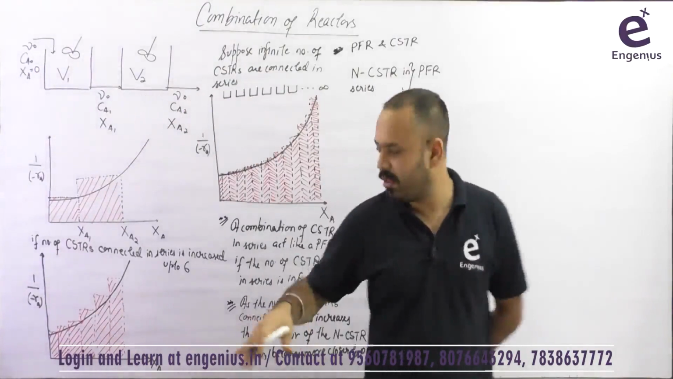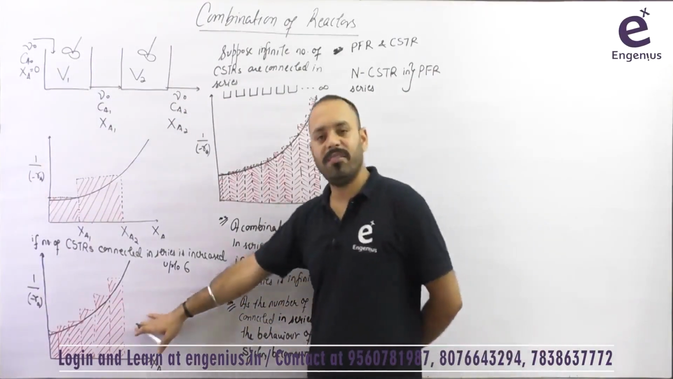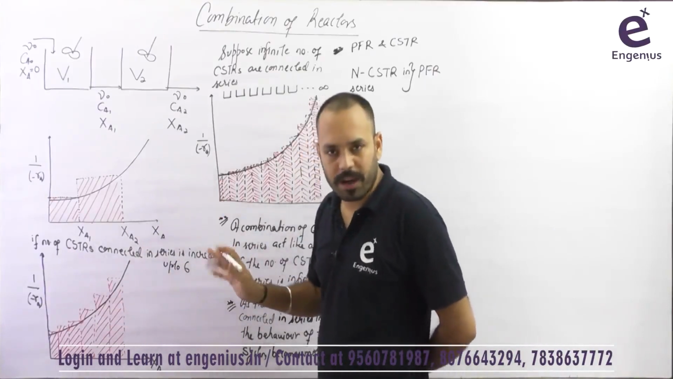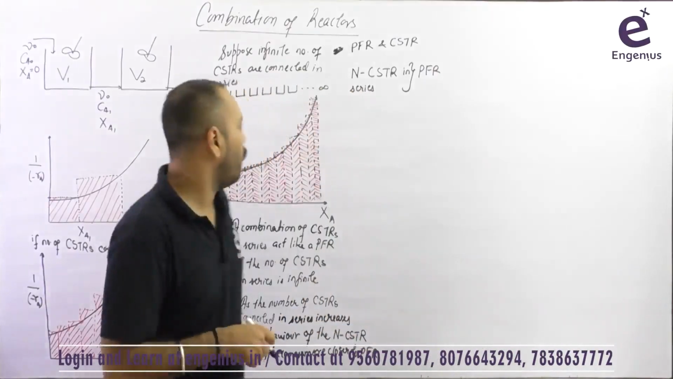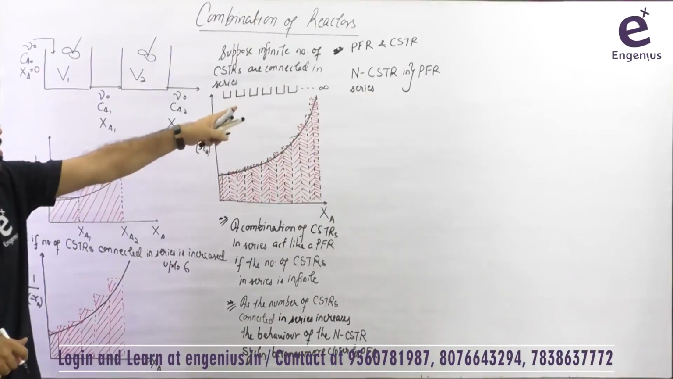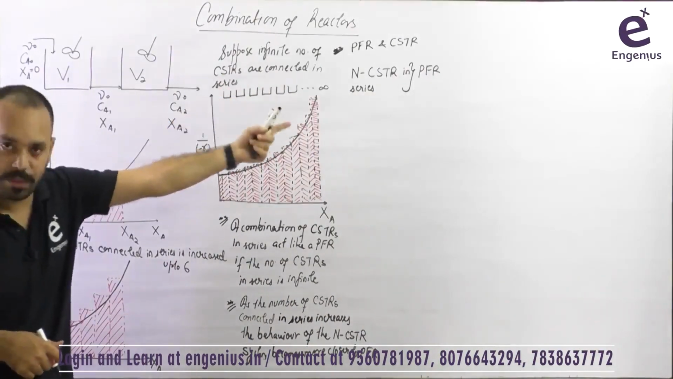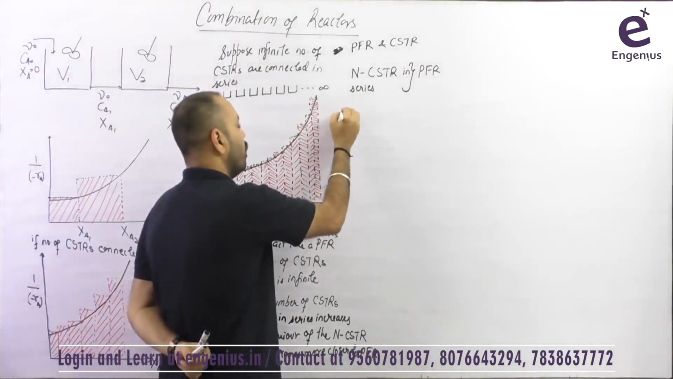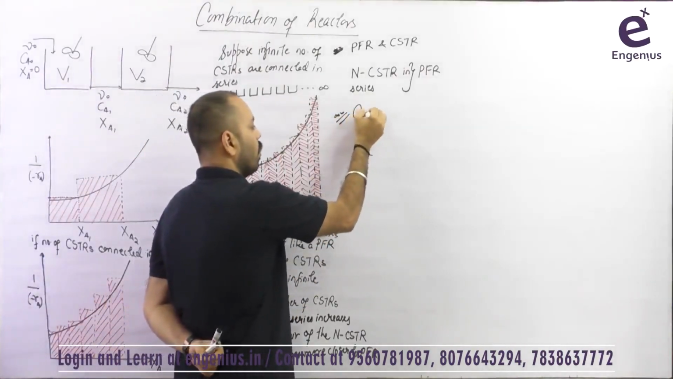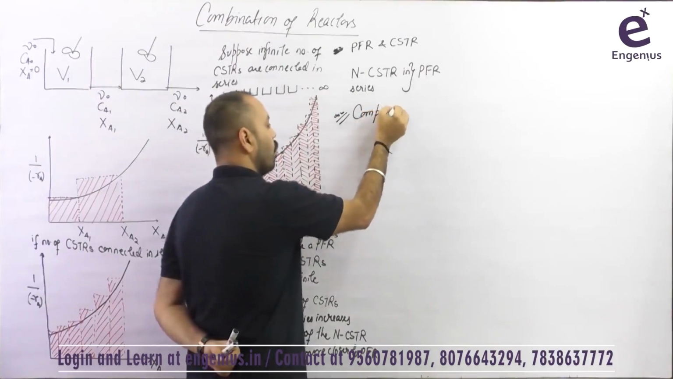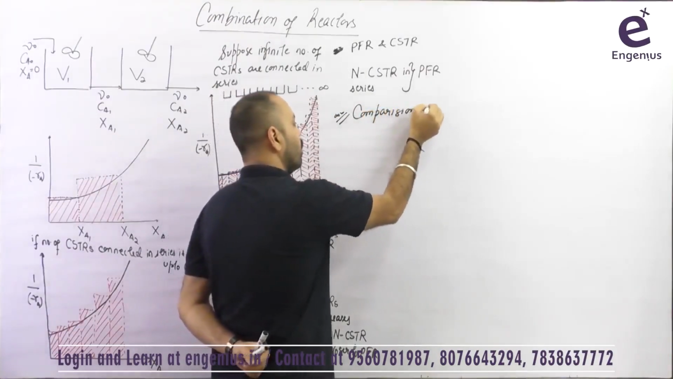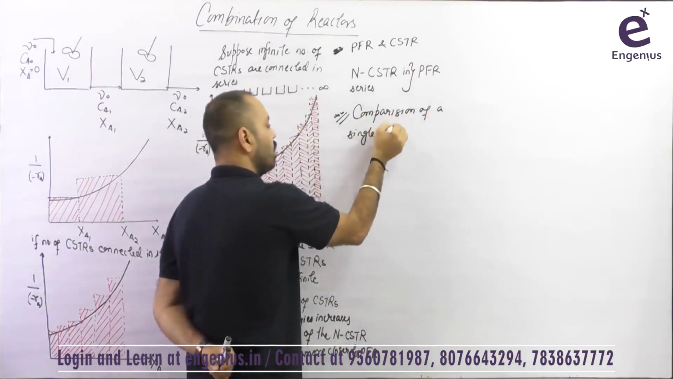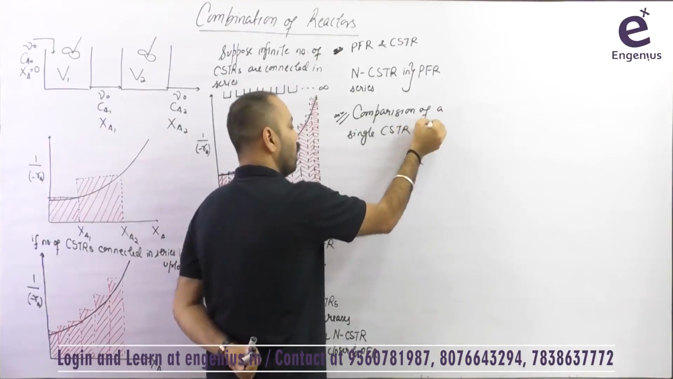If n is finite, in this case n is not infinity, but the behavior of the system is closer to the PFR than a single CSTR. So N CSTRs connected in series, I am treating it as a PFR. Now the same comparison can be done. Now what is the comparison? Comparison of a single CSTR and N CSTRs.